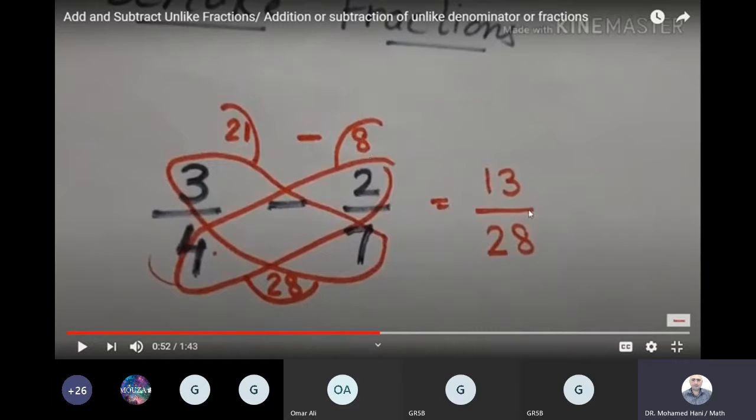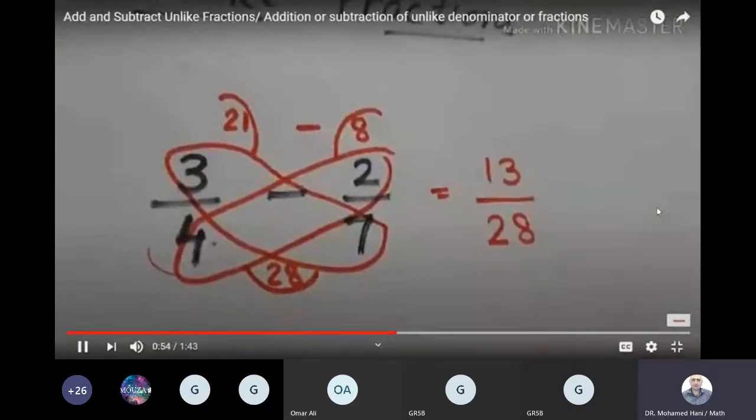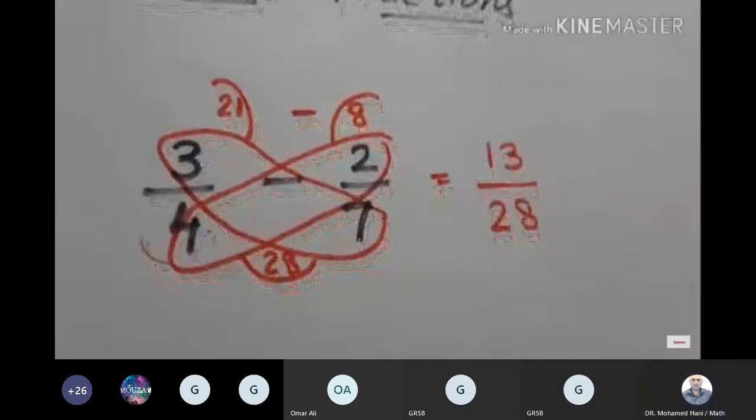Then draw the line of fraction here. Down, the product of the denominators. 7 times 4 will be 28. And up, the answer of subtraction here, 21 minus 8 equals 13. This is the easy way if you don't want to find the LCD. Continue. This is the butterfly method to solve the unlike fractions.